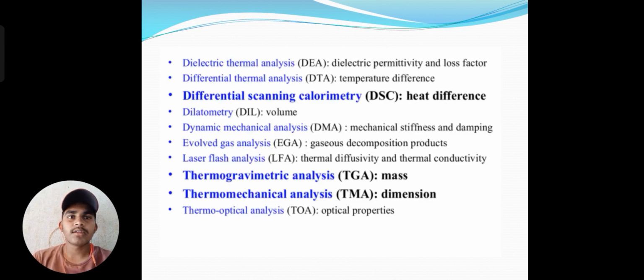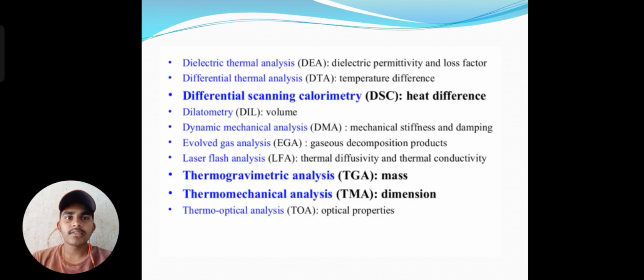Dielectric thermal analysis DEA, dielectric permittivity and loss factor. Differential thermal analysis DTA, temperature difference. Differential scanning calorimetry DSC, heat difference. Dilatometry DIL, volume. Dynamic mechanical analysis DMA, mechanical stiffness and damping. Evolved gas analysis EGA, gaseous decomposition products. Laser flash analysis LFA, thermal diffusivity and thermal conductivity.